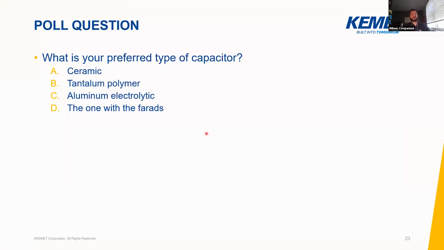So I think this is our final poll question of the day. What is your preferred type of capacitor? Let me launch this poll question, and we'll give ourselves a little bit of time to answer this question. So what is your preferred type of capacitor? Ceramic, tantalum polymer, aluminum electrolytic, or the one with all the farads?